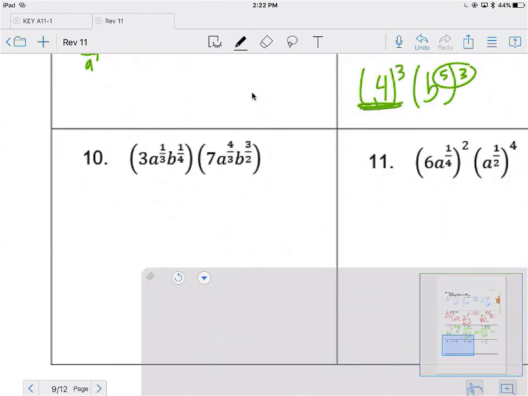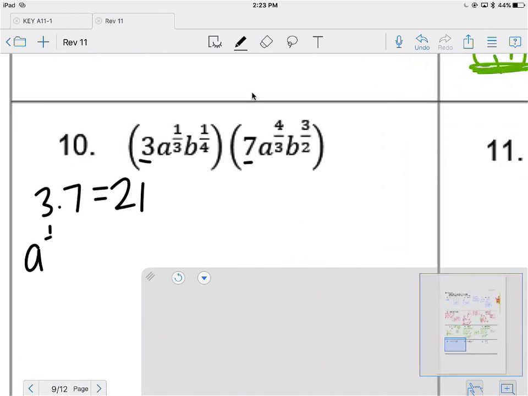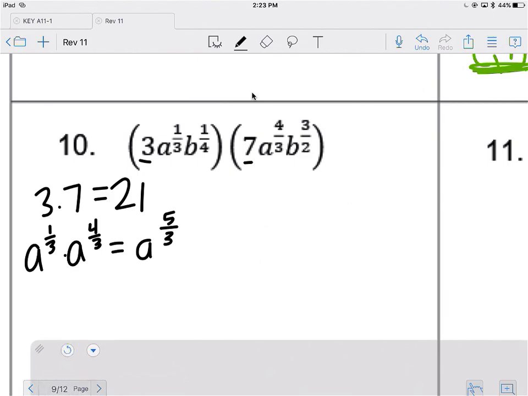Problem 10 is another multiplication problem, so 3 times 7, number times number is 21. A to the 1/3 times A to the 4/3. I add these for a total of 5/3. Make sure you're using your calculator with those fractions because I have some people who are not adding correctly.